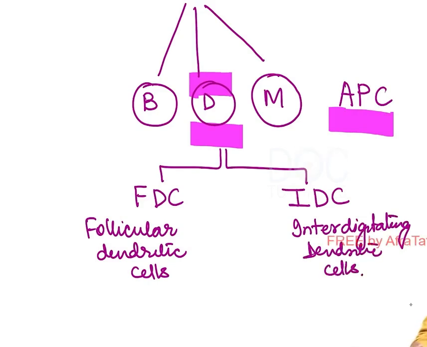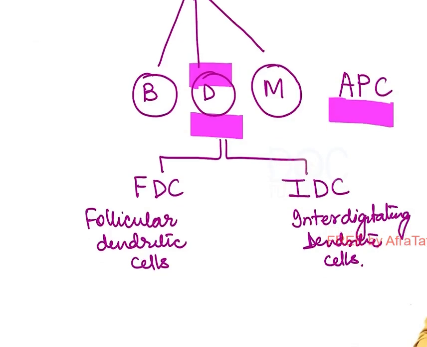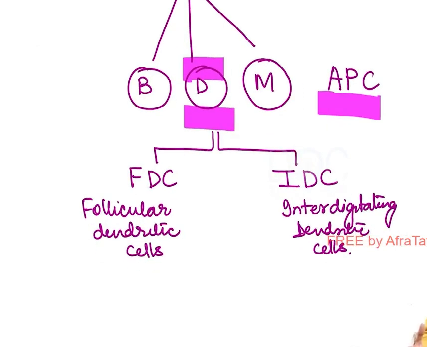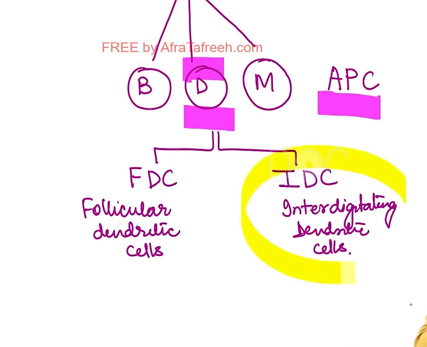Now again I am asking you, which is the most powerful antigen presenting cell? Now you have two Kathappas. Who is the most powerful Kathappa now? The most powerful antigen presenting cell is the IDC, the interdigitating dendritic cell. Why?